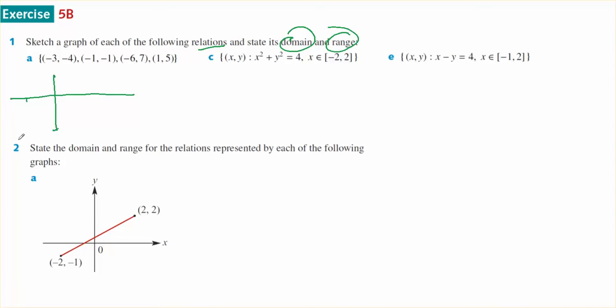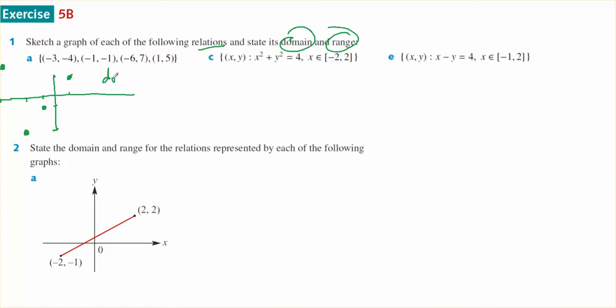-3, -4, -1, -1, -6 and 7, 1 and 5. Okay, so there it is sketched.